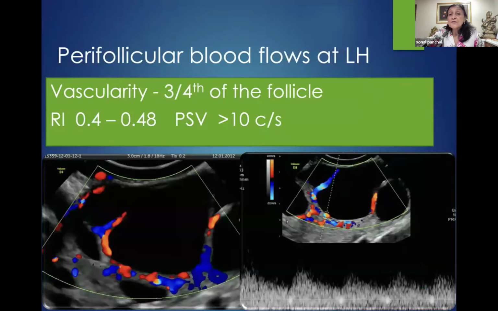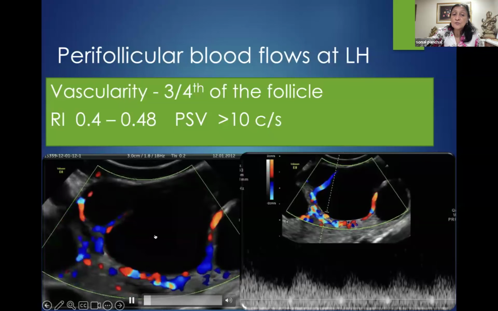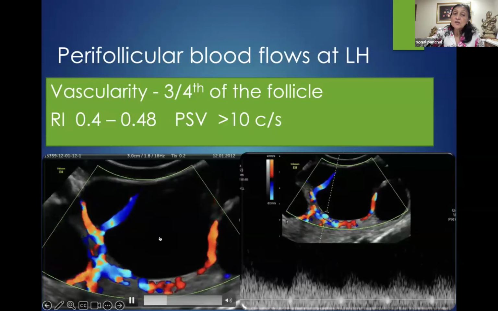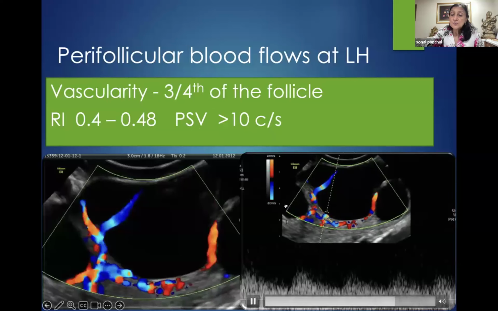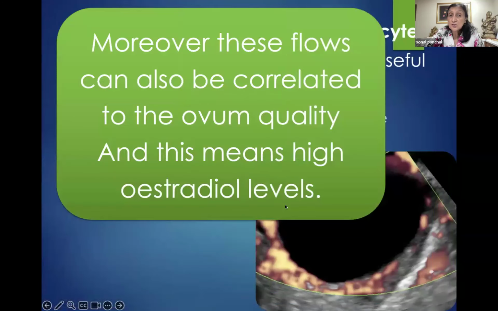That means the perifollicular pre-ovulatory RI correlates absolutely with the estrogen levels. If the perifollicular blood flow is good with a low RI, I would say the estrogen production is adequate from the follicle, so mostly it is a good quality follicle. But it is after that that the PSV of the follicle starts rising, and when it reaches about 10 centimeters per second, that is when the LH surge starts.